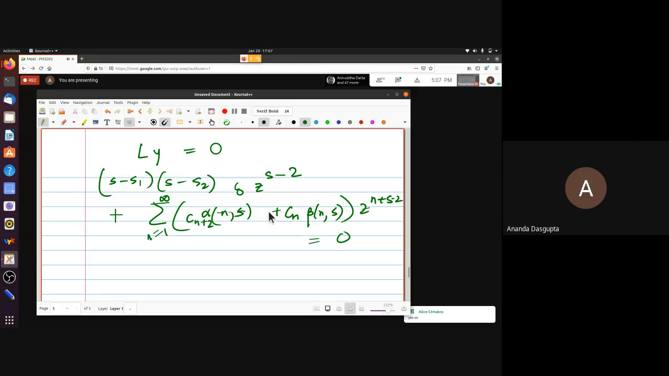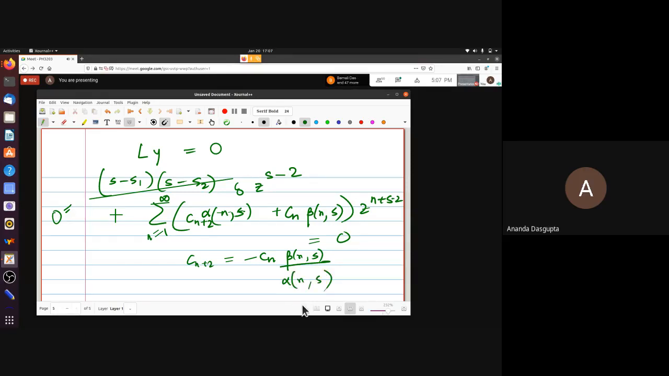But then what you do, when you solve this by the power series method or the Frobenius method, what you demand is every coefficient has to vanish, which means this coefficient has to vanish. But since C0 cannot be 0, you insist that (s minus s1) into (s minus s2) has to be 0. And then you write down the demand that these coefficients must vanish. And since you have already chosen your value of s, usually what will happen is that now you will have to write Cn plus 2 is minus Cn beta of n and s, over alpha, which depends on n and s, and so on. Right? So this gives you a recursion relation.